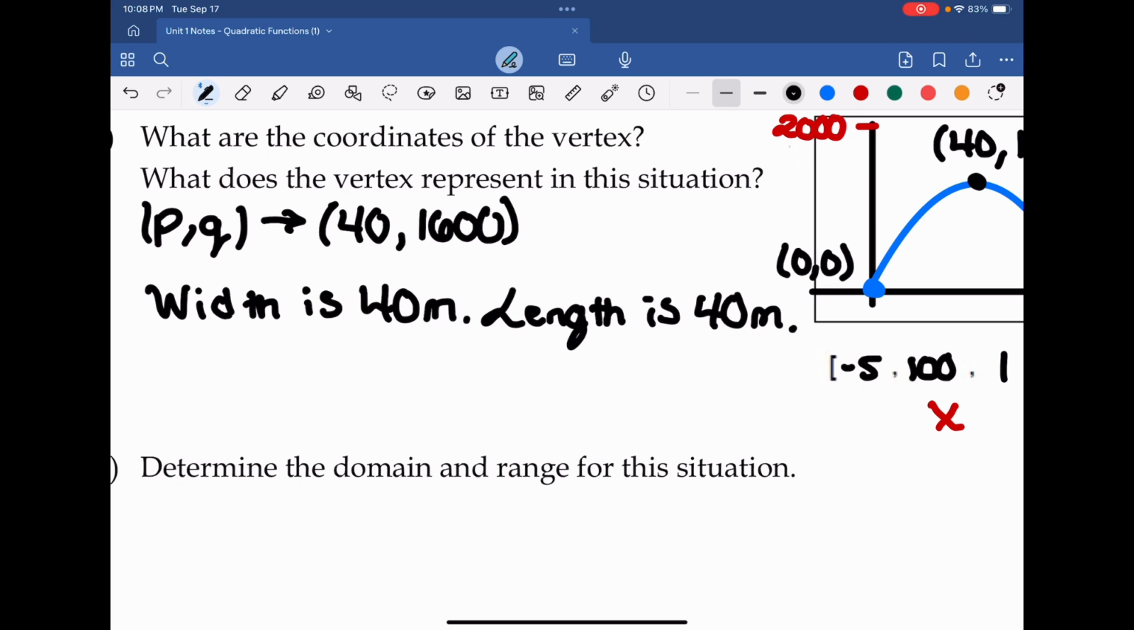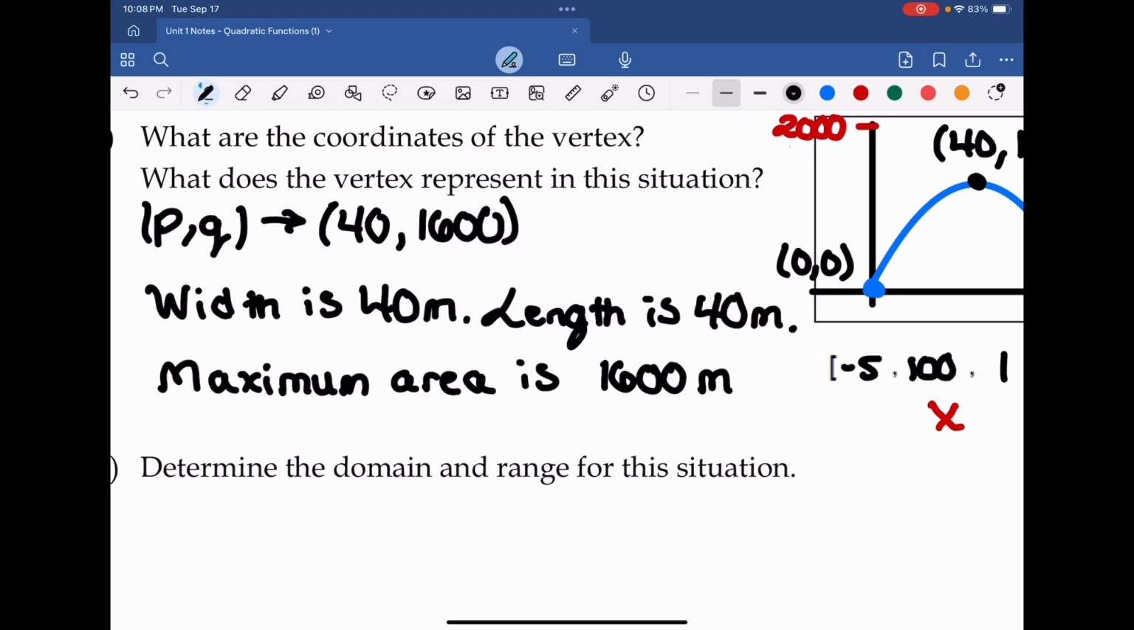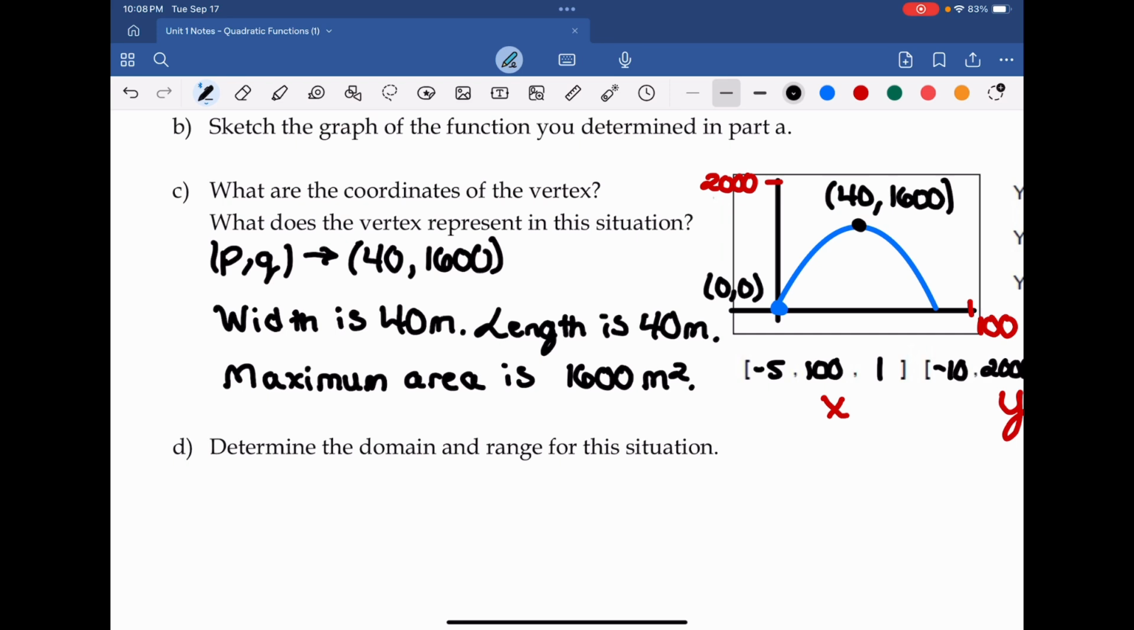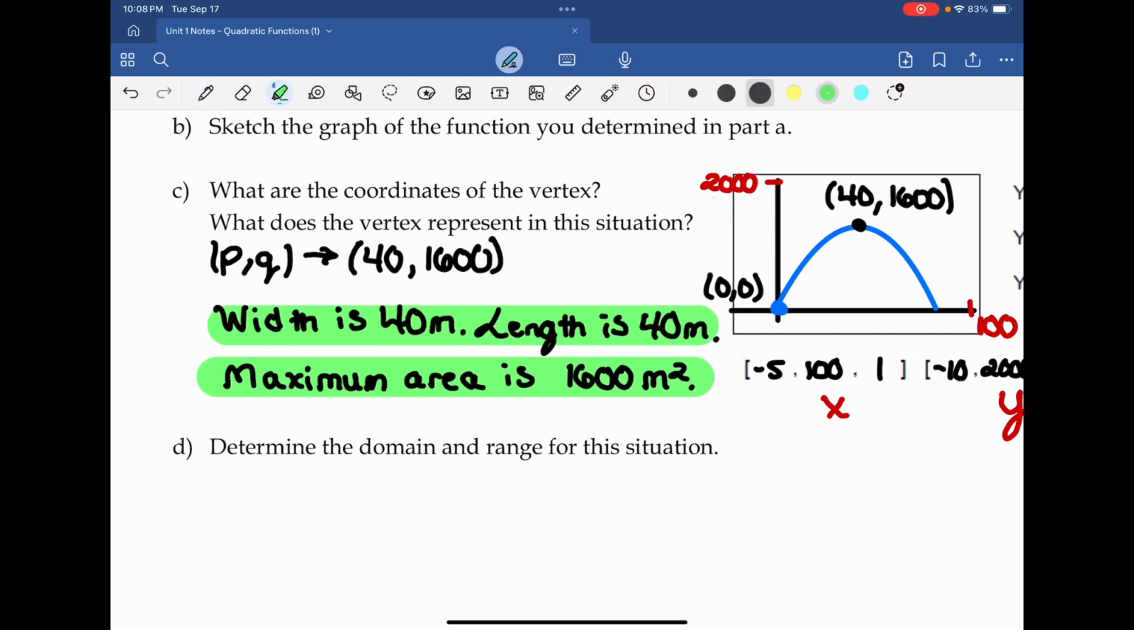Now, from here, what we're going to do is we're going to write it as if the width is 40, the length is 40, the 1600 represents something specific, or the Q value, the 1600 is the maximum area. Area is 1600. And we want to make sure we have the right units, meters squared. There it is. Okay. Now, let's make sure we highlight those answers just so that you have them stored for yourself. Excellent. Now, in the next part, determine the domain and range.